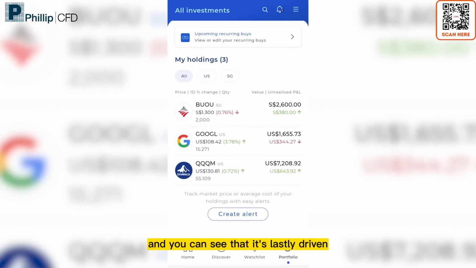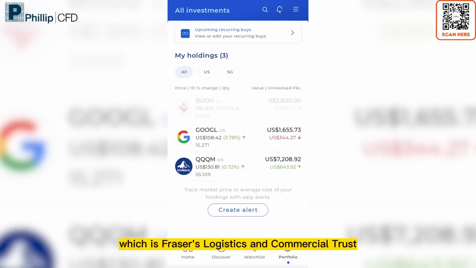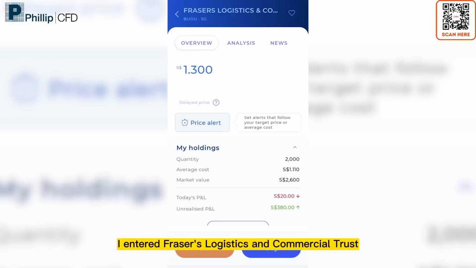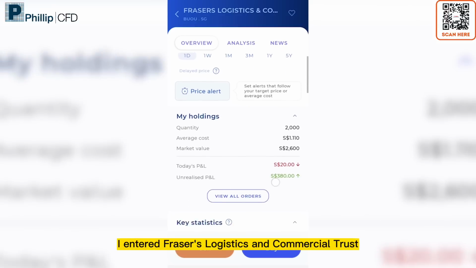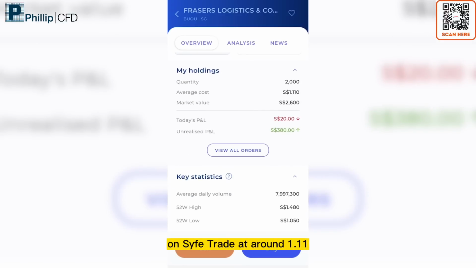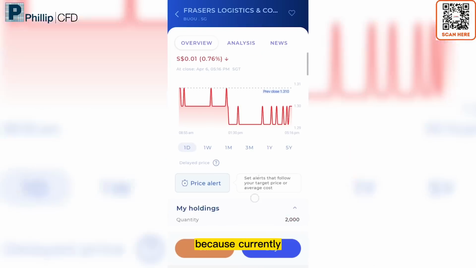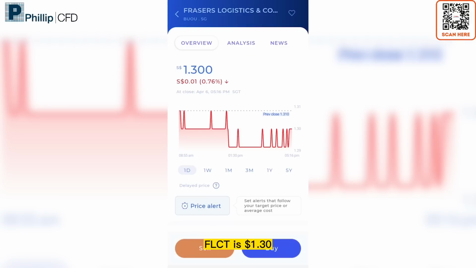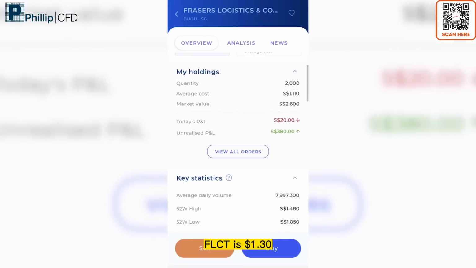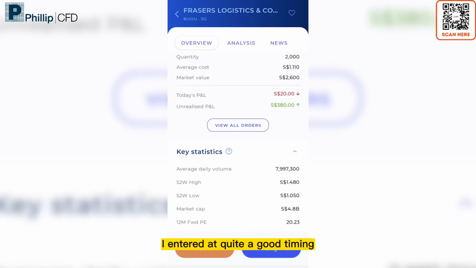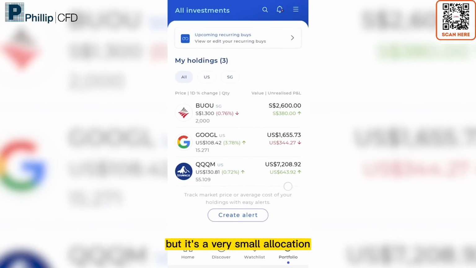And you can see that it's largely driven by 2 stocks, one of which is the local REIT, Frasers Logistics and Commercial Trust. I entered Frasers Logistics and Commercial Trust on Syfe Trade at around 1.11, which I already highlighted in my previous Syfe video. So the unrealized P&L is $380 because currently FLCT is at $1.13. Pretty good, right? I entered at quite a right timing, but it's a very small allocation, so nothing much.